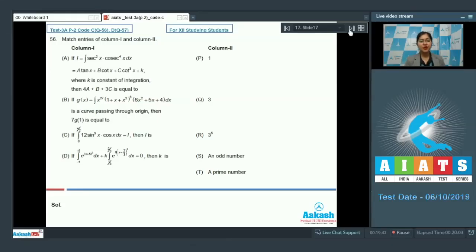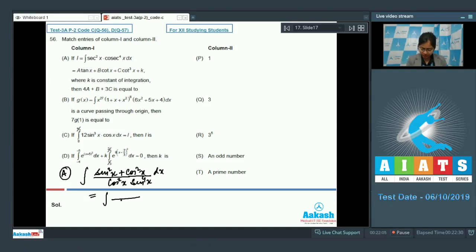Next is the matrix match type question. Option A says that I is equal to the integral of secant square x into cosecant x raised to the power 4, so we have to find this integral. This is equal to the integral of (sine square x plus cos square x) dx divided by cos square x into sine 4x, because sine square x plus cos square x is equal to 1.